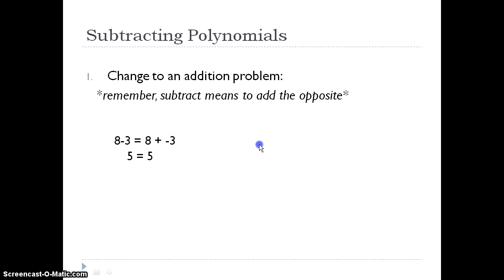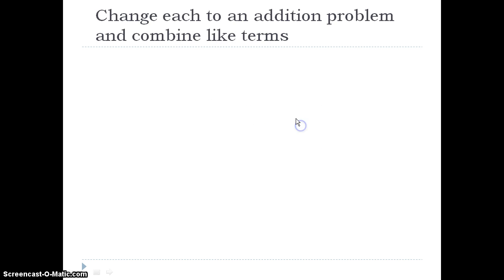All right, so let's look at another one here real quick. You have 9 minus negative 5. It's going to give you a 14 here because these turn into plus signs. Then you have 9 plus 5, which also gives you 14. So no matter which way you cut it, subtract means to add the opposite. Before we combine like terms, we're going to have to turn it into an addition problem. So let's take a look and see what we have here.